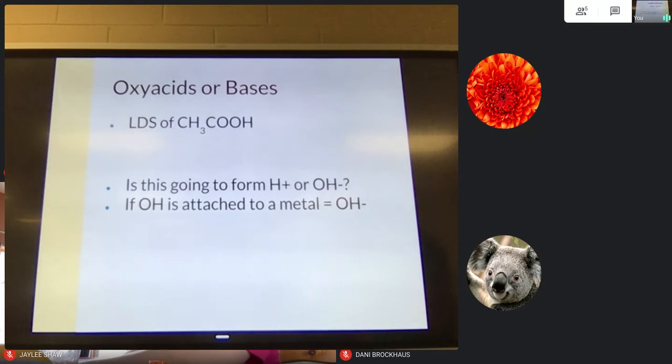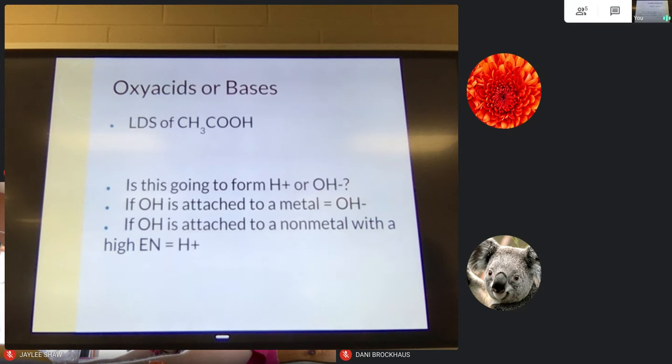If the OH is attached to a metal, then the OH is going to leave together, right? If the OH is attached to a metal, metals have low electronegativities, metals are okay with just the whole group leaving. Now in this thing, the OH was attached to a non-metal with a high electronegativity. If the OH is attached to a non-metal with a high electronegativity, and when we say high electronegativity, we're kind of in the 2s, somewhere around there, or close to oxygen, another oxygen, then an H plus is going to leave.